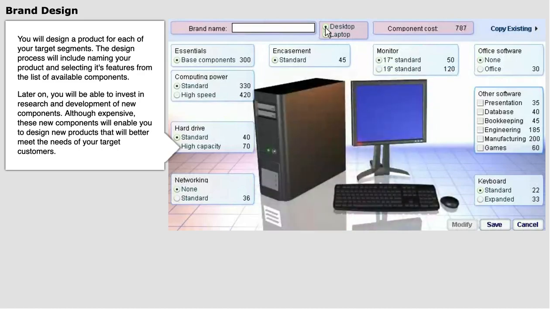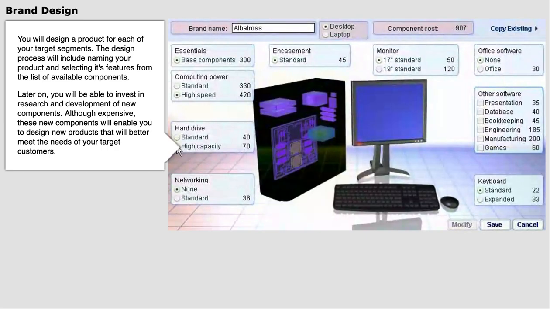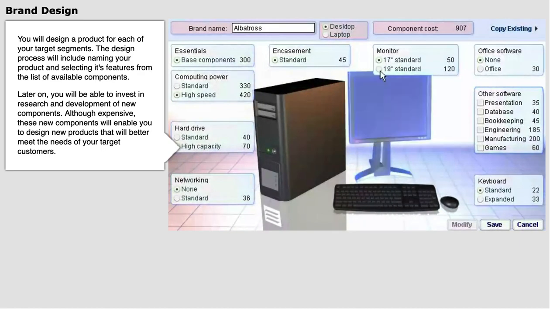You will design a product for each of your target segments. The design process will include naming your product and selecting its features from the list of available components. Later on, you will be able to invest in research and development of new components. Although expensive, these new components will enable you to design new products that will better meet the needs of your target customers.